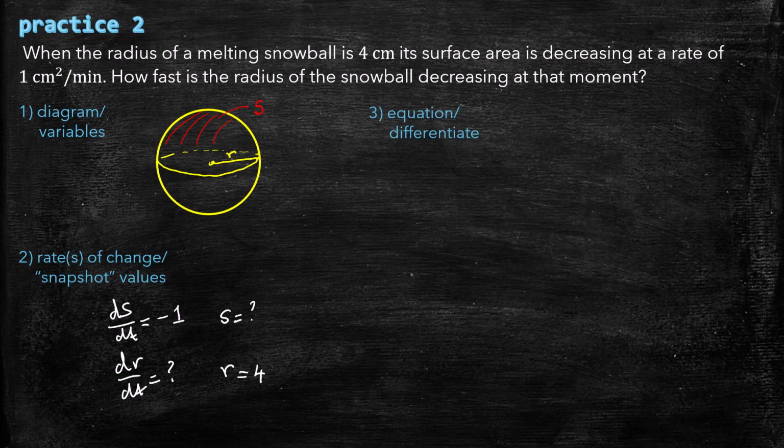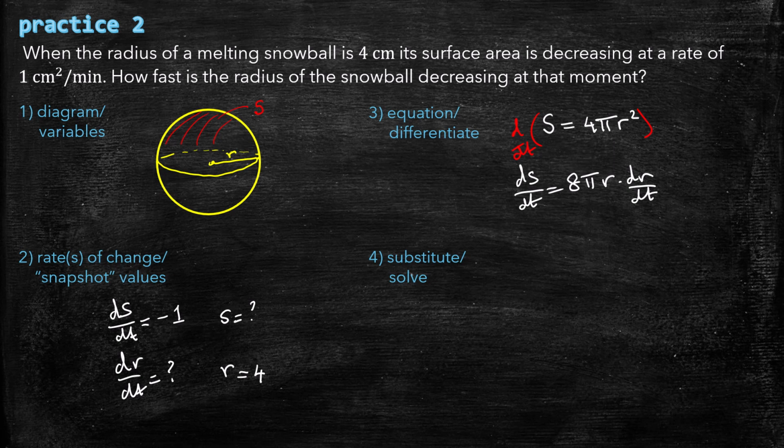So now we write the equation and differentiate it. You kind of have to just know this formula. The surface area of a sphere is 4 pi r squared. And if we differentiate both sides with respect to time, we get dS by dt equals 8 pi r, don't forget, times dr by dt. And the last step is to substitute and solve.